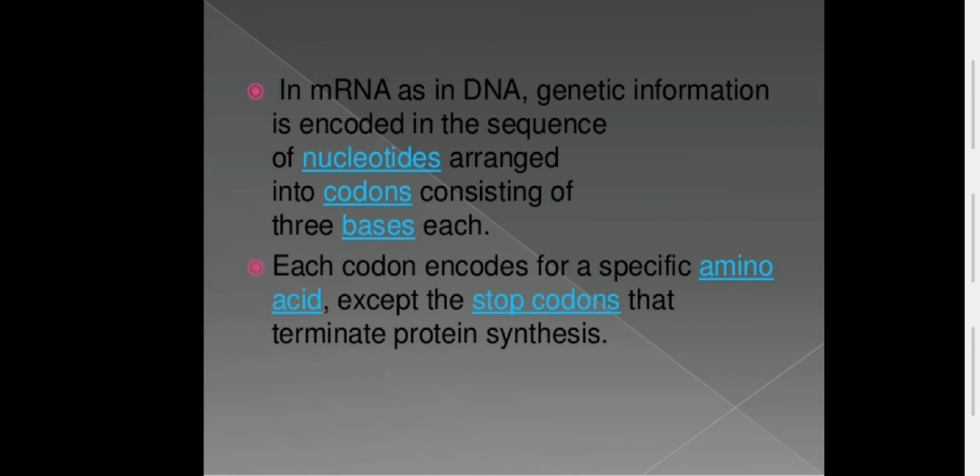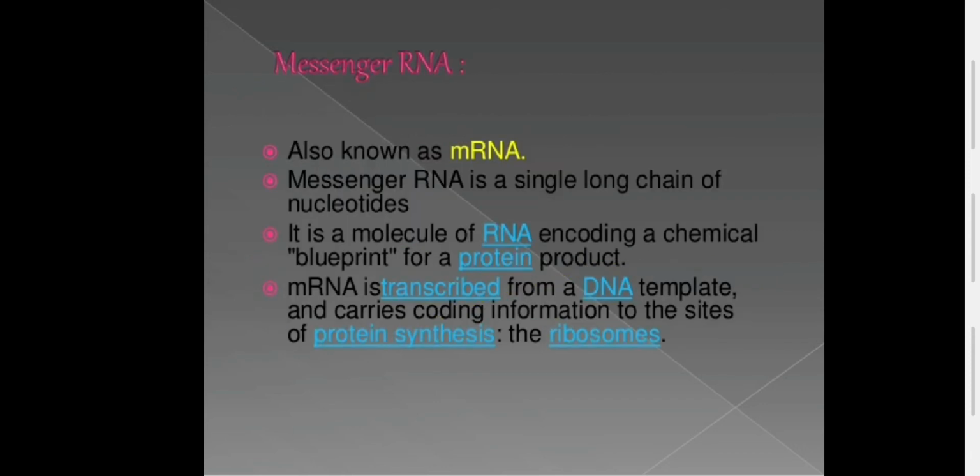Next, the genetic information in DNA is encoded in the sequence of nucleotides arranged into codons consisting of 3 bases each, and each codon encodes a specific amino acid, except the stop codons that terminate protein synthesis. So codons are basically the code that is a component of the DNA template, and the messenger RNA carries this coding information from the DNA template itself.